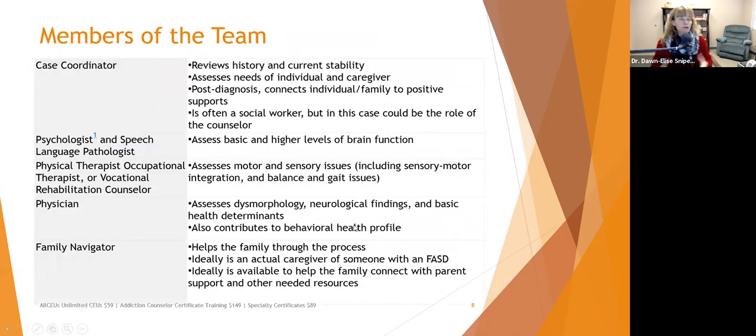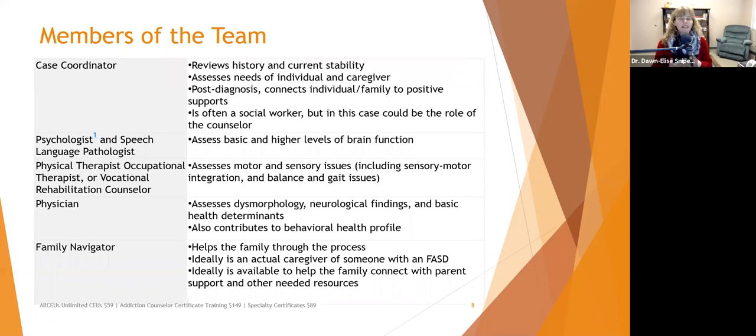Members of the team, when you're working with somebody with an FASD and when you're doing an assessment: you have a case coordinator who reviews history and current stability, assesses needs of the individual and the caregivers, because this person is going to have additional needs. After the diagnosis, the case coordinator connects the individual or family to positive supports. There's often a lot of guilt on the part of the birth mother. There can be a lot of anger or frustration on the part of the other family members. And there can be a lot of anger or frustration that comes out later as the child gets older, from the child toward the birth mother for the disability. So there needs to be a good support system in there to help with the additional needs, but also to help them work through their emotional and cognitive issues.